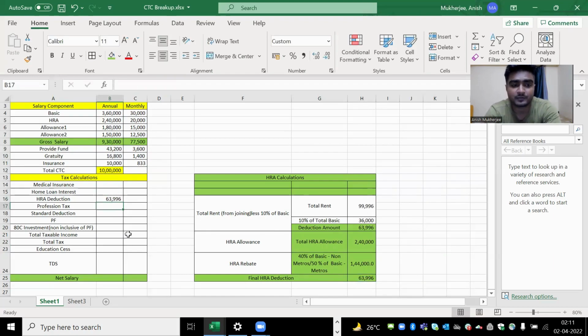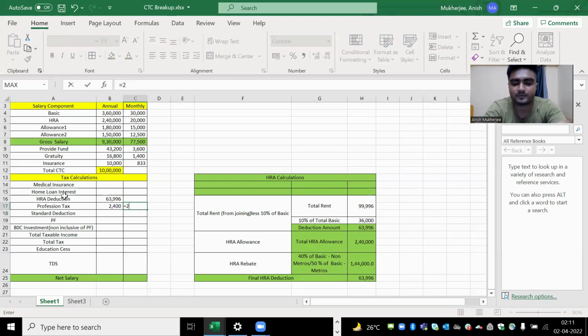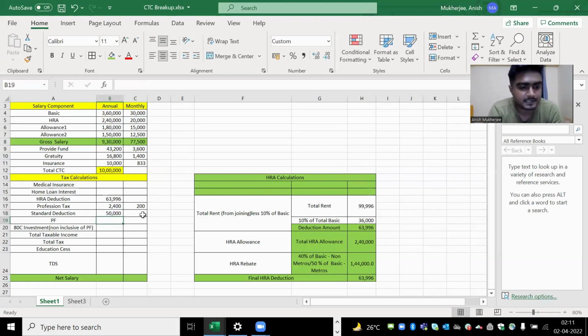Now I'm doing the tax calculation part so that you are able to see how much you can get as your monthly enhanced salary. Profession tax, I'm taking as 2400, so it is 200 rupees per month. Standard deduction annually, which everybody can avail, is 50,000 rupees as of now.